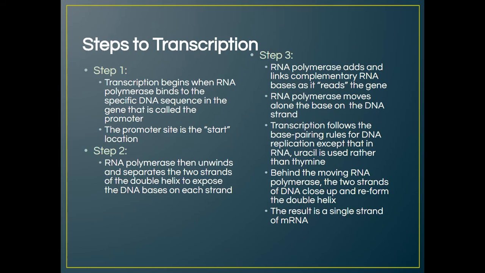So here's step one. Transcription begins with RNA polymerase binding to the specific sequence of DNA. We call that a promoter. We're promoting that site. That promoter site is the start site. From there, the RNA polymerase will unwind the two segments of DNA, exposing it, breaking those hydrogen bonds temporarily between the two nitrogen bases. And then the RNA polymerase will add the complementary pairs to form the new RNA strand. However, as it reads, every time it sees an A, instead of putting a T as the complementary base, it will put a U.